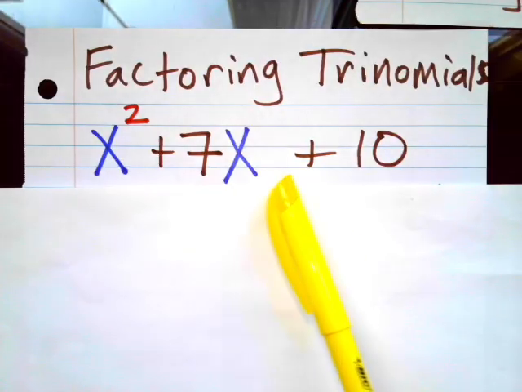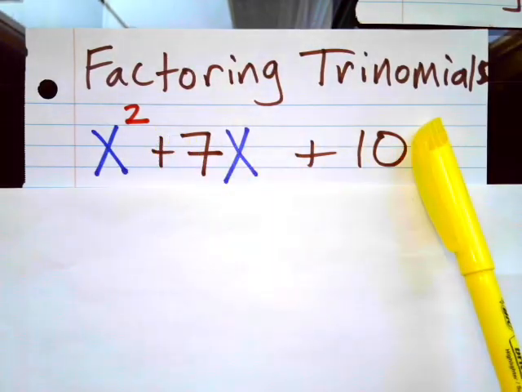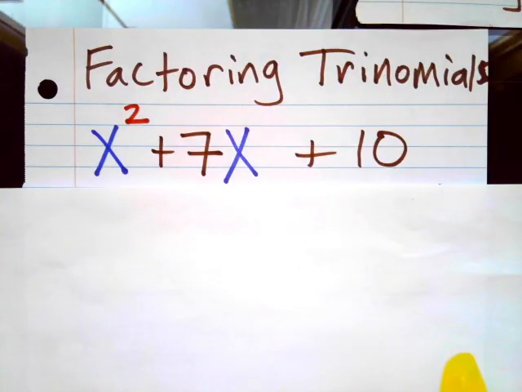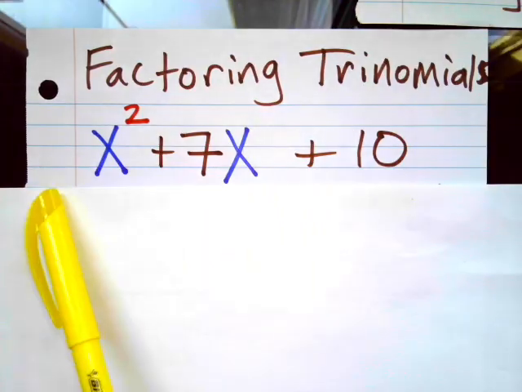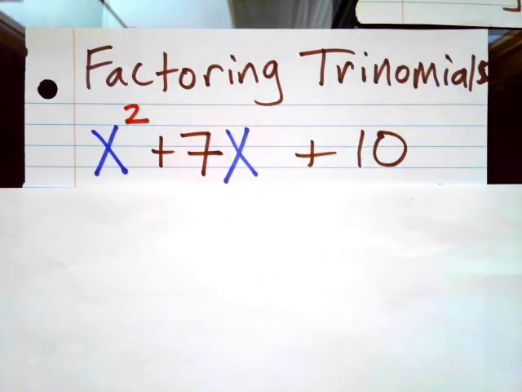X squared plus 7x plus 10. I want to factor, right? I'm not solving for zeros right now. I'm just showing you multiple different ways and different types of factoring. And here we're going to be factoring the trinomial. And so we have that here, x squared plus 7x plus 10.